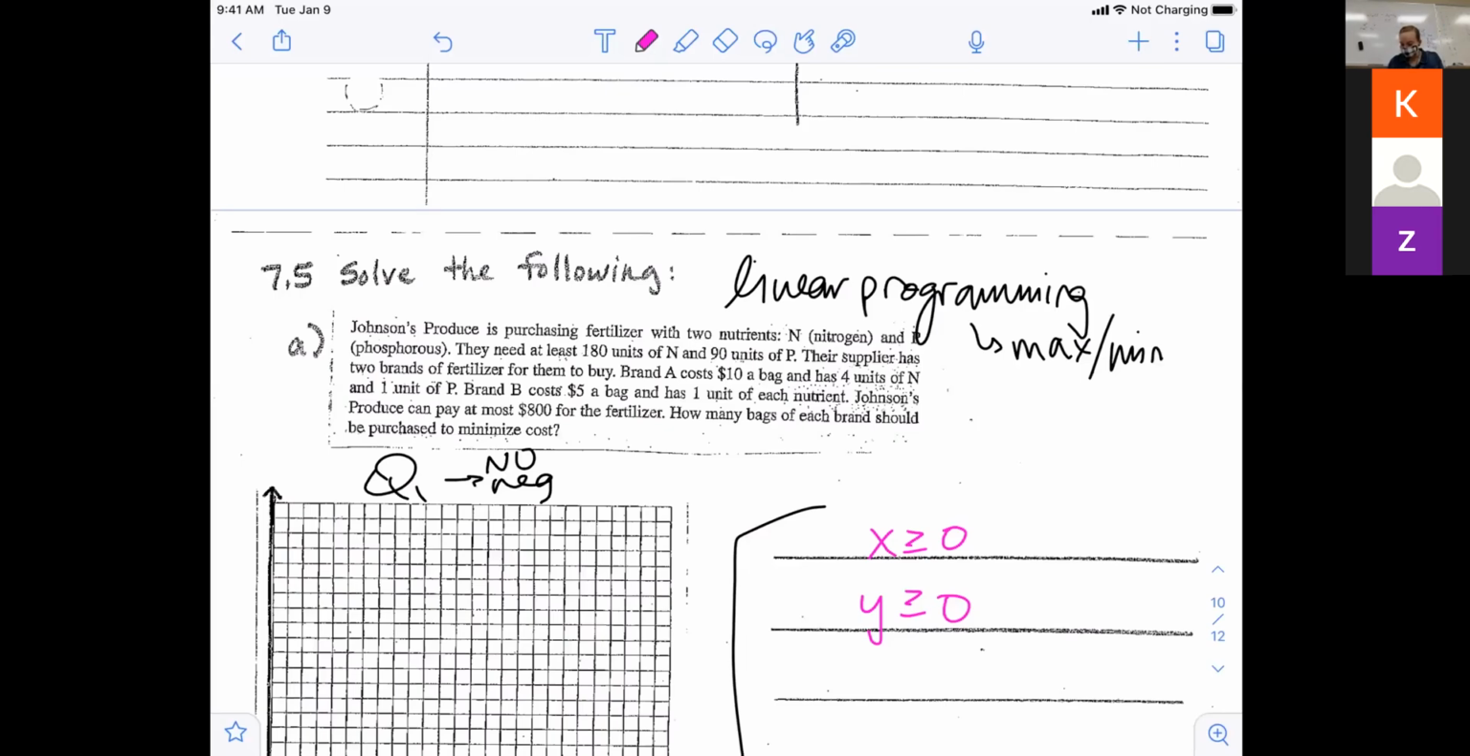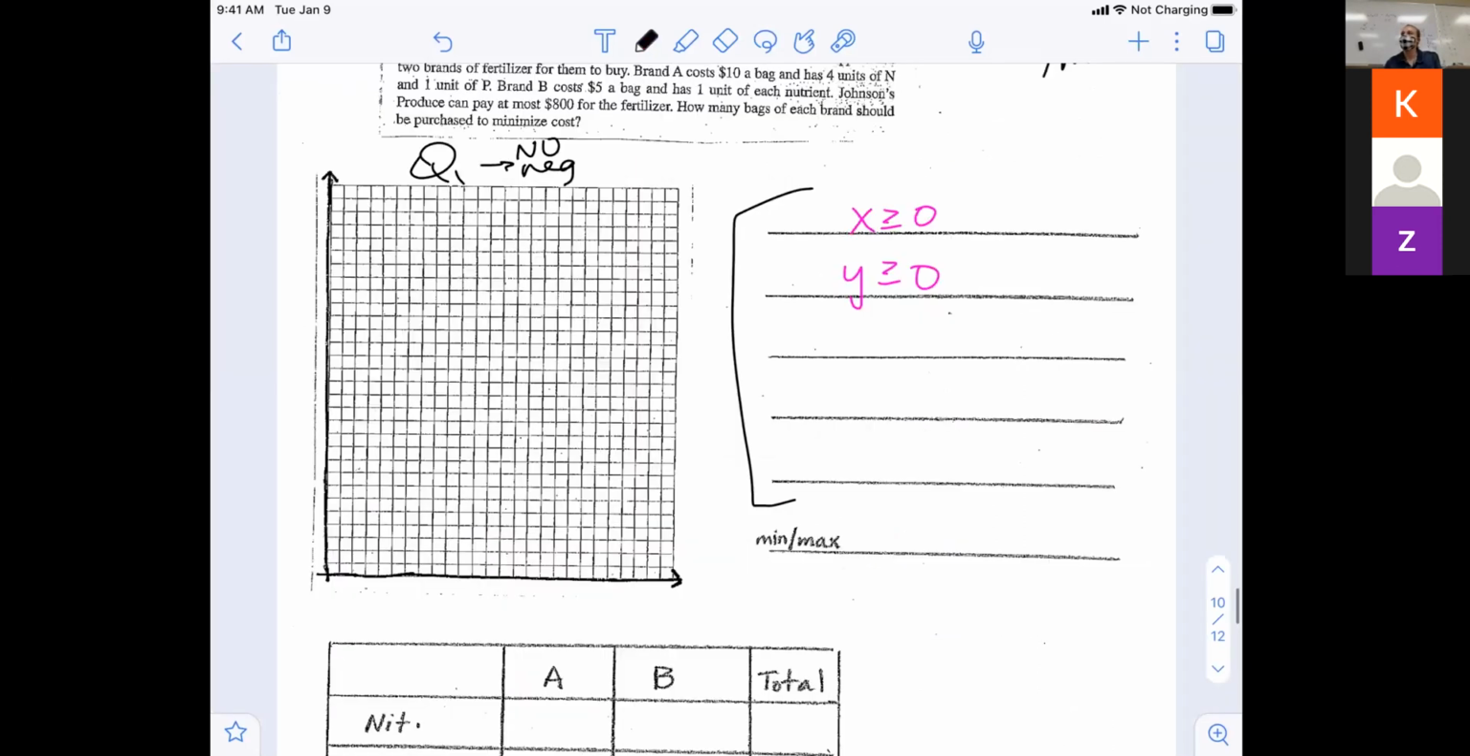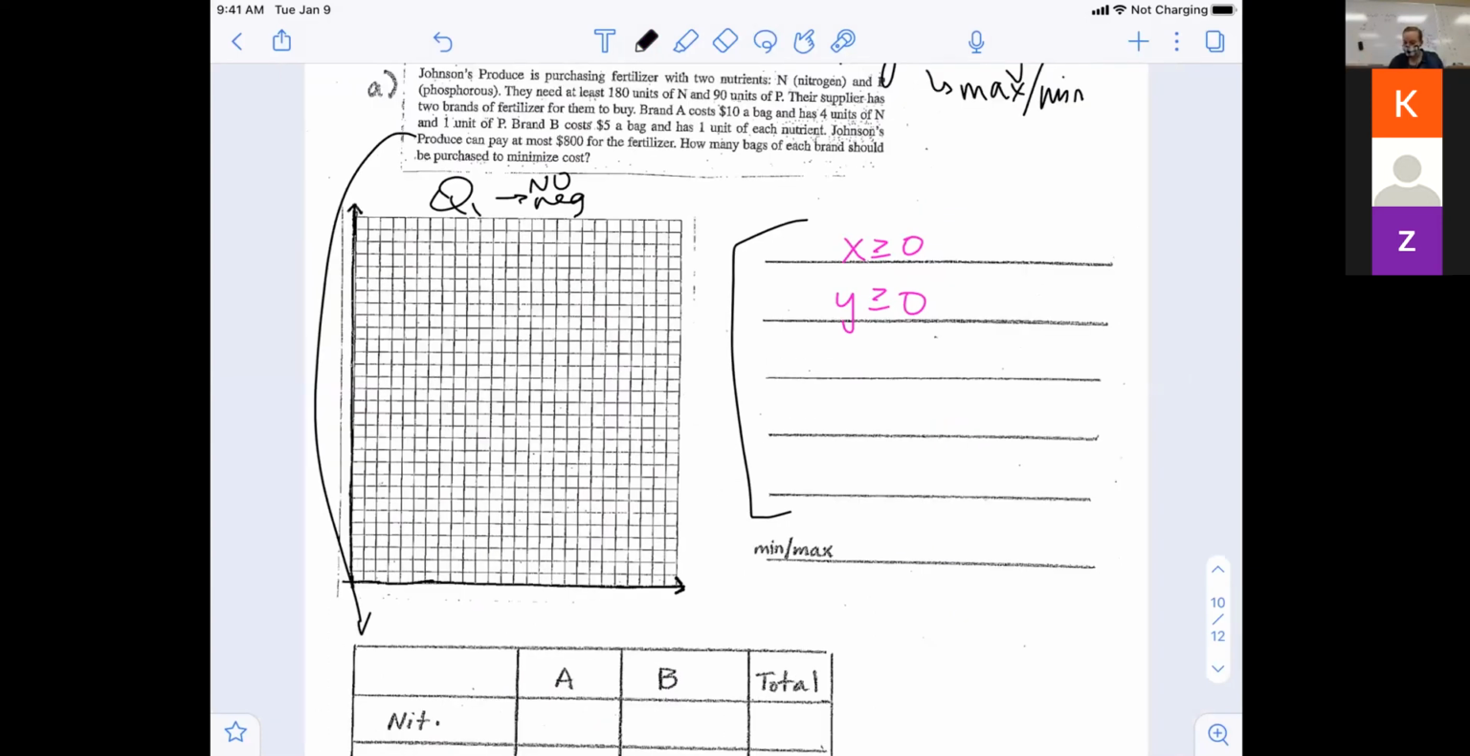The next thing we have to do is take the words in the word problem and put them into the table in order to form sentences, in order to form equations. I'm not going to read the whole problem to you, but we're dealing with nutrients in this fertilizer.